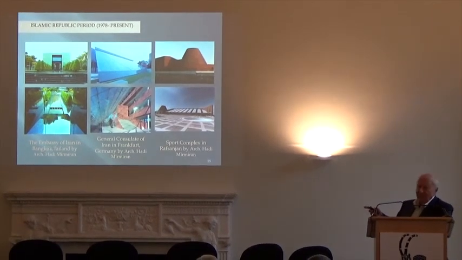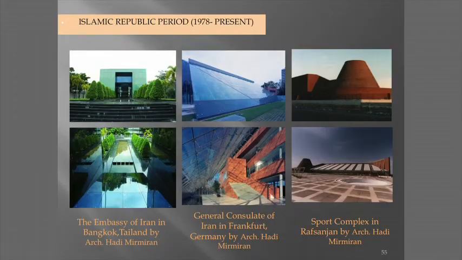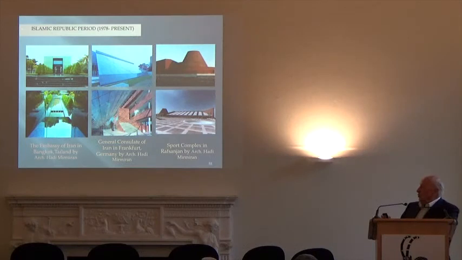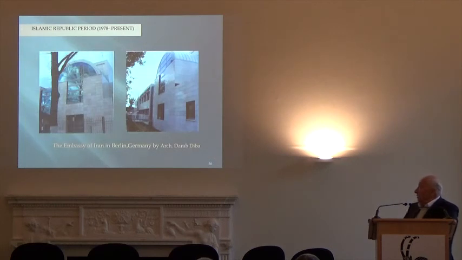Okay, this is by Mir Miran, who was my student. He was in Atelier Etessam the whole time, and then we were also good collaborators, and we worked together in his office. And there are three types of buildings that you can see, from Rafsanjan Sports Center to two embassies, one in Frankfurt, Germany, and one in Thailand. But maybe if you are interested, then we can discuss it later on, if you have a chance to talk.